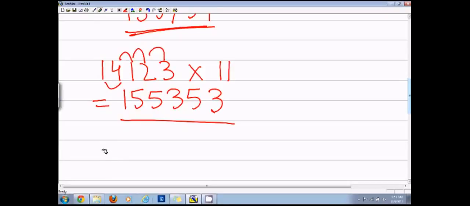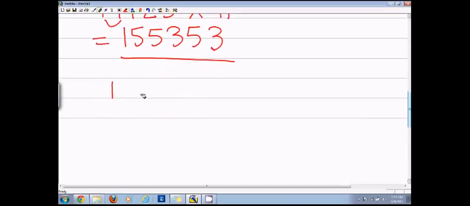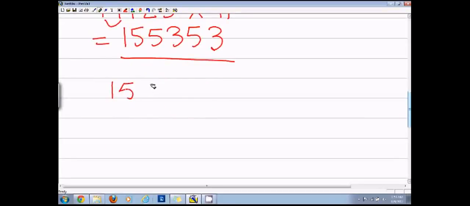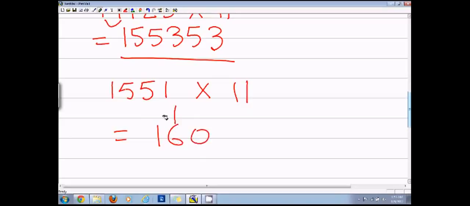For example, now I have 551 and I want to multiply it by 11. In this case what I'll have is 1, and then 1 plus 5 is 6, and then 5 plus 5 is 10. So if I do 10, then I have to write 1 here, and then 5 plus 1 is 6, and then 1. So the answer will be 17061. Am I correct or not?